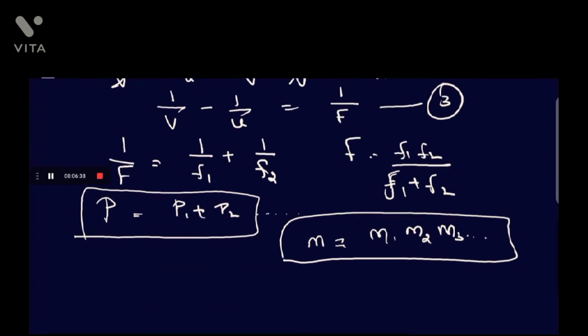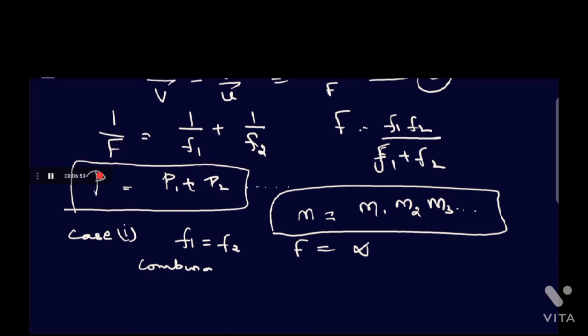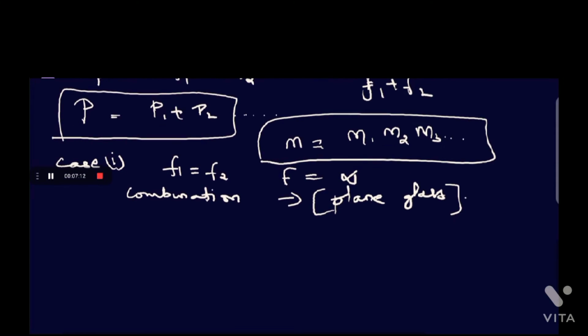And here is the important information to be noted for applying the formulas in your problems. If the focal lengths f1 and f2 are equal in the combination, the total combined focal length will be infinity. So a combination of this type will lead to the concept of a plane glass, right? The resultant focal length is such that it behaves like a plane glass.